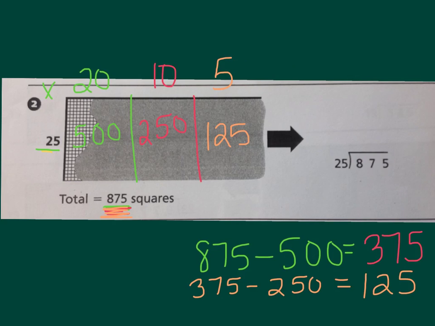So to get my answer, I look at the top, at my partial factors. So I'm going to add those partial factors together to get 35. 35 is my other factor. So I know that 25 times 35 equals 875. I can also think of that as division, right? Let's erase that. 875 divided by 25 equals 35. That's how you use the area model for division.